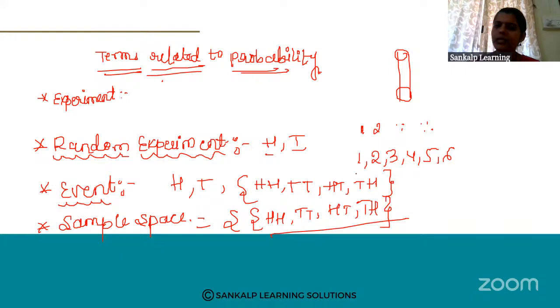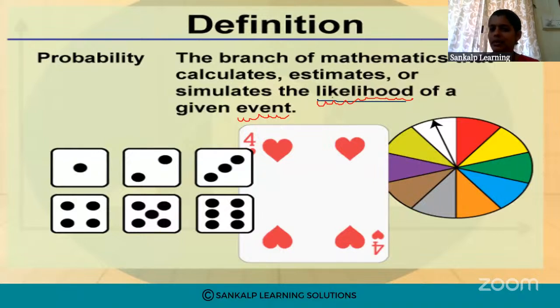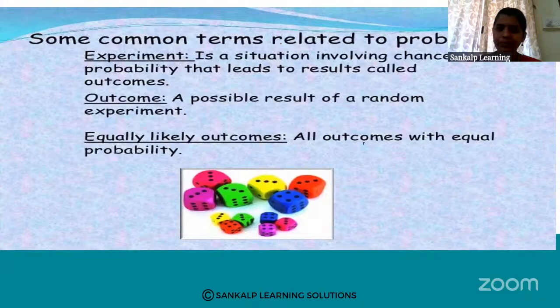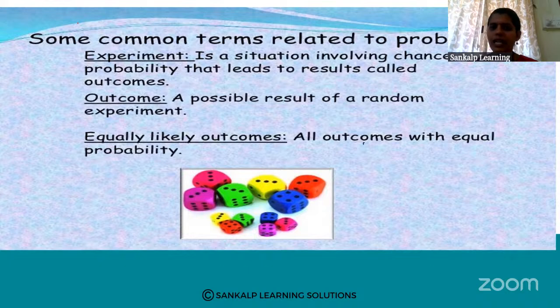Yes, these all are the terms related to probability. Okay. Next, what do you mean by probability then? The branch of mathematics that calculates, estimates, or simulates the likelihood of a given event is called probability. Some common terms that we discussed: what do you mean by experiment? Experiment is a situation involving chances or probability that leads to a result, called an outcome. Another word for outcome is event. A possible result of a random experiment; equally likely outcomes are all outcomes with equal probability.